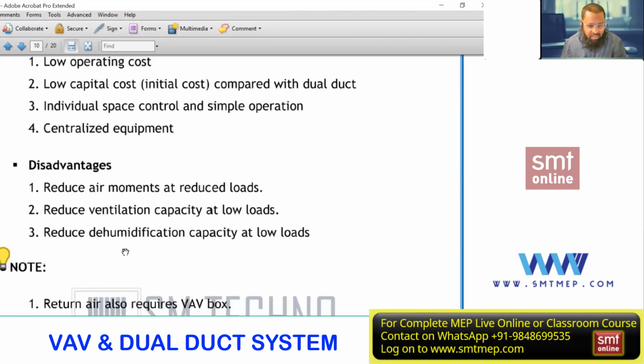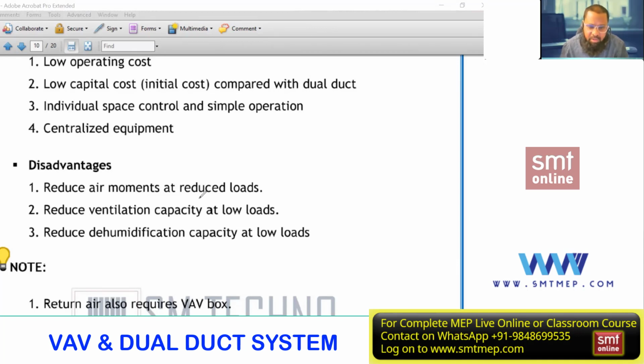Disadvantages, you see all three: reduced air movement at reduced loads, reduced ventilation capacity at low loads, reduced dehumidification capacity at low loads, and all these disadvantages occur at reduced loads only. It means, for example, if you design a classroom for 20 people for peak summer, and now assume that only 5 students are in the class at the start of summer. So the VAV will set the required temperature and set to minimum for a longer time now, because the load is less, right? In that case, what will happen?